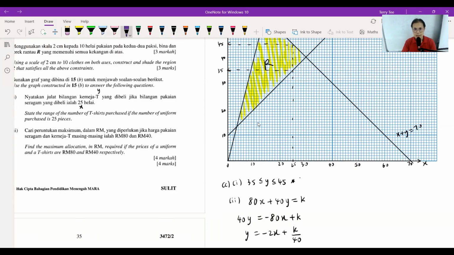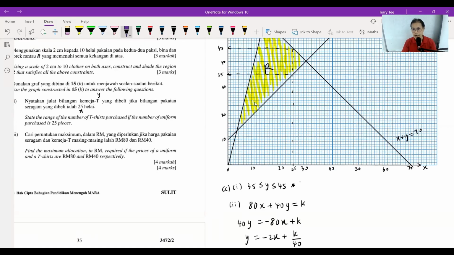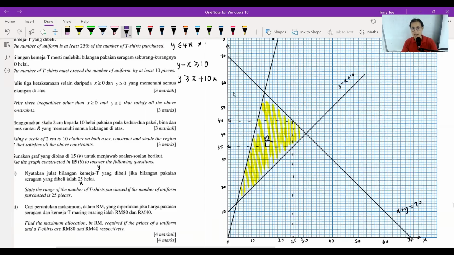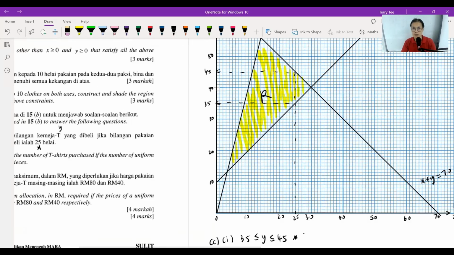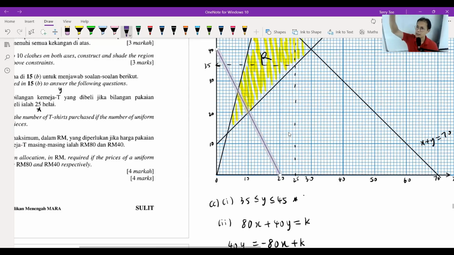Okay. So as long as the gradient is negative 2, you can draw anywhere. Maybe I use 60 and 30, or you can use 40 and 20. So let's say if I use 40 and 20, the line should be here. From this point, go down to here. So this is a line representing your objective function. Your y-intercept can be anywhere. Yeah, your pintasan y can be higher, can be lower.